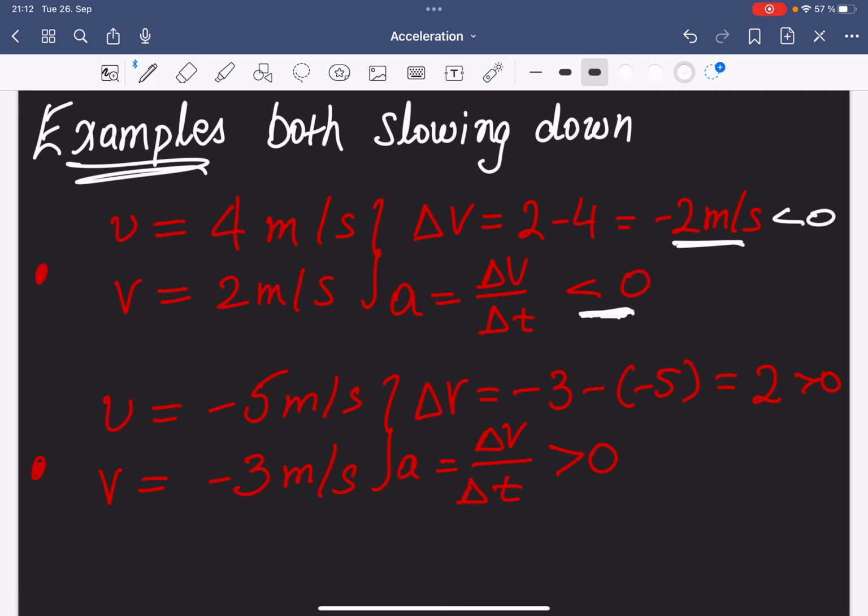And what's this? Positive acceleration, and someone would have said, oh, it speeds up, but no, it went from minus 5 to minus 3, it has slowed down. So when the velocity and the acceleration have opposite signs, minus and plus, the object is slowing down.